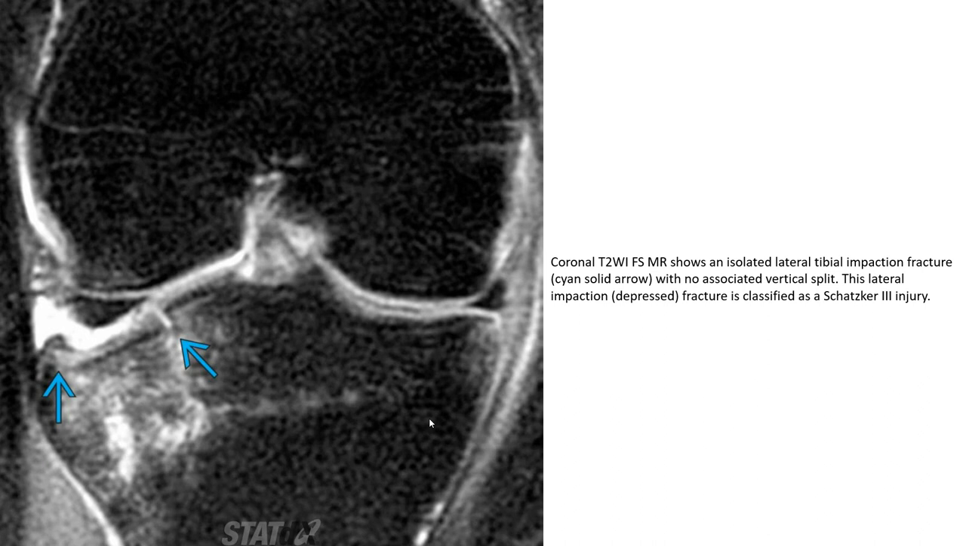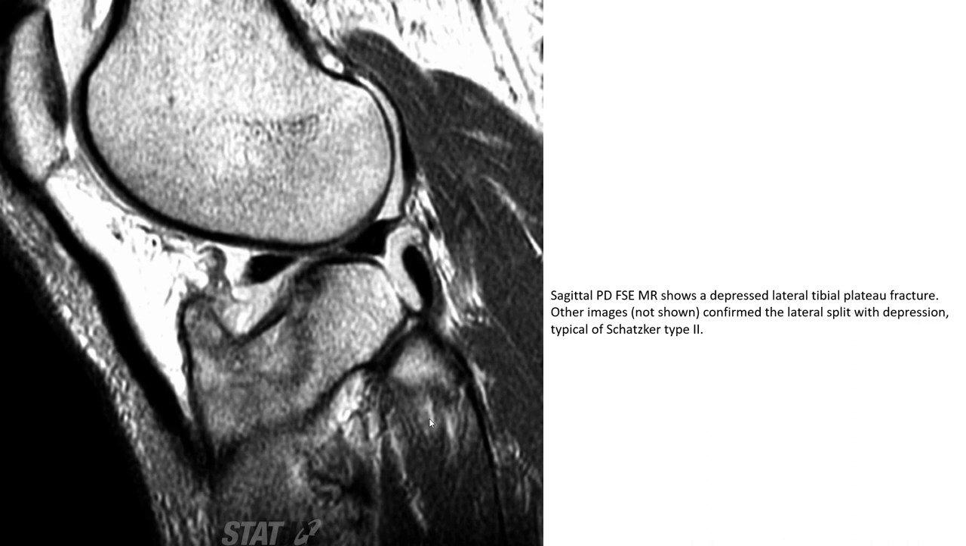MRI shows an isolated lateral tibial impaction fracture with no associated vertical split. This lateral impaction fracture is classified as a Schatzker type 3 injury. MRI shows a depressed lateral tibial plateau fracture.